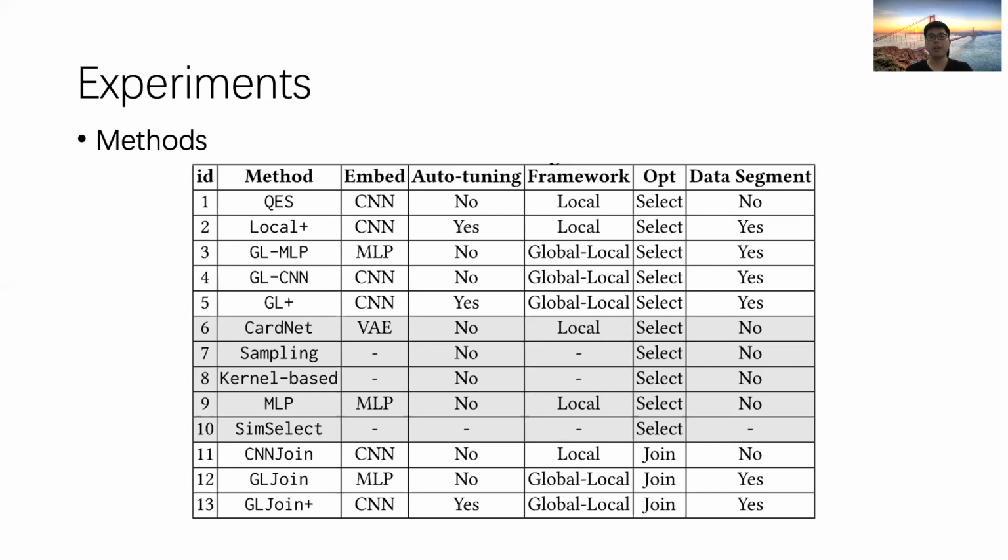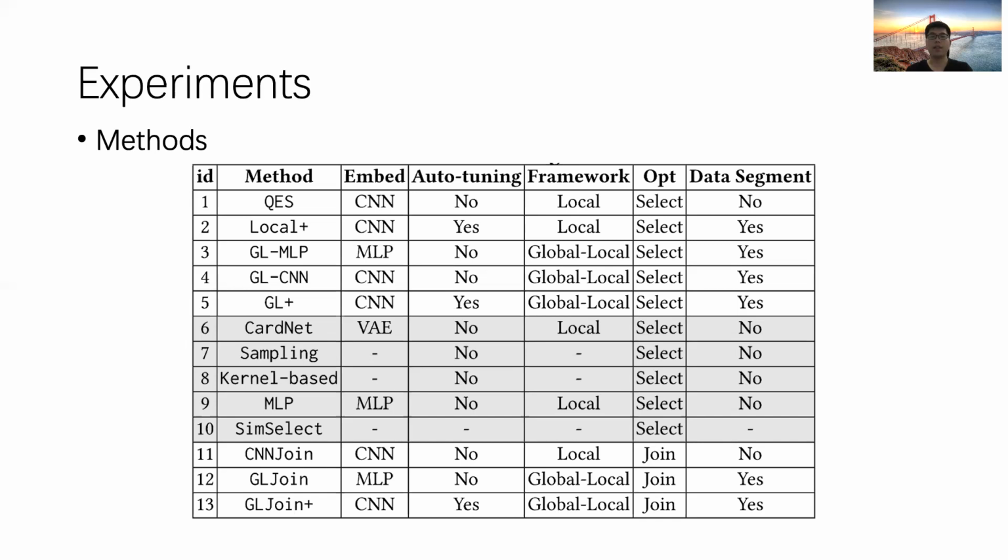And it employs automatic hyperparameter selection for each local model. The global local MLP uses data segmentation, but without using the query segmentation. That is using MLP for query embedding. The global local convolutional neural network uses both query segmentation and data segmentation. The global local plus improves the global local convolutional neural network by using the hyperparameter tuning algorithm.